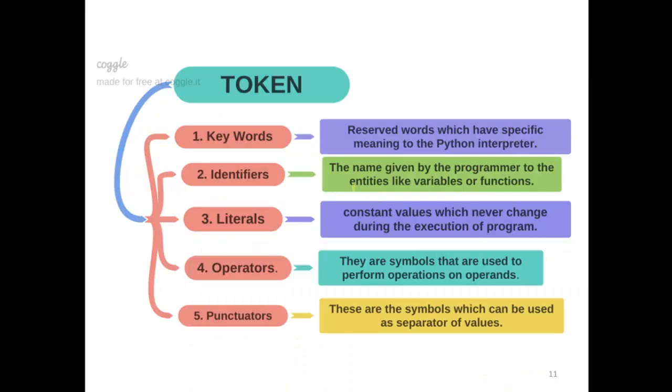A summary once more. The 5 types of tokens are keywords, identifiers, literals, operators, and punctuators. Keywords are reserved words which have a specific meaning to the Python interpreter. Identifier is the name given by the programmer to entities like variables or functions. Literals are constant values which never change during the execution of a program. Operators are certain symbols that are used to perform operations on operands. The last one is punctuators. These are symbols which can be used as separators of values.